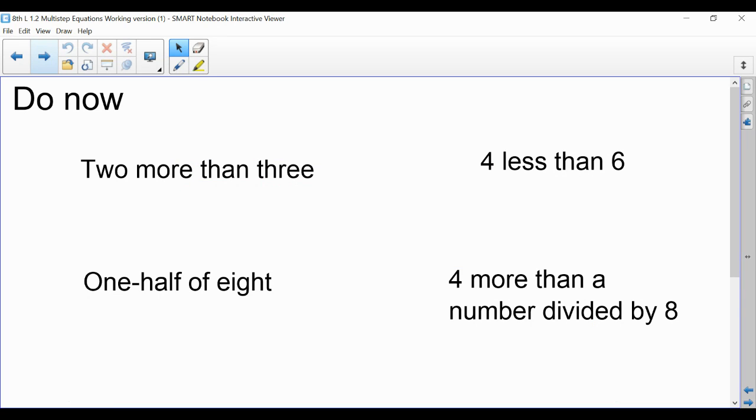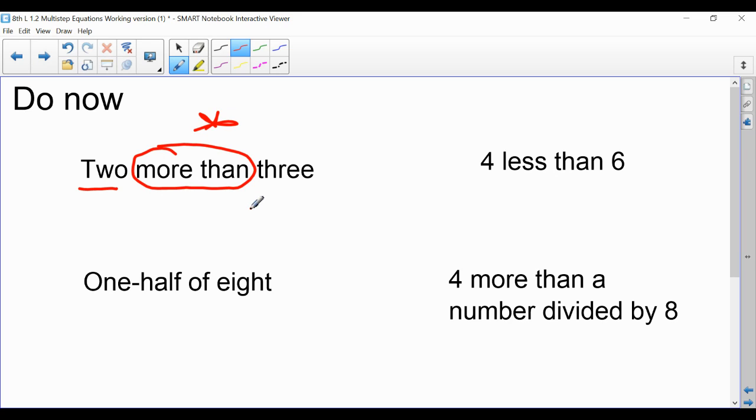So these were the do nows that you had to do. And these were just expressions. There's no equal sign in them. So the first one is 2 more than 3. And if you remember from last year, the year before, this more than phrase is one of our starred words that we had learned. And we had learned that that means that this number goes at the end of our expression. So 2 more than 3 is 3 plus 2.